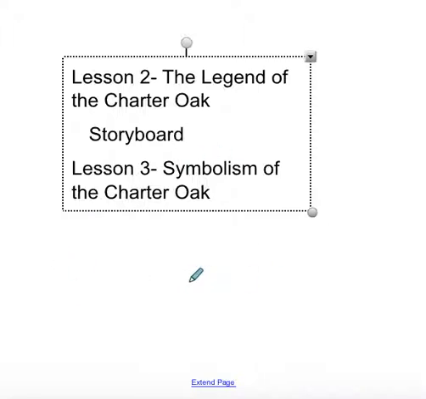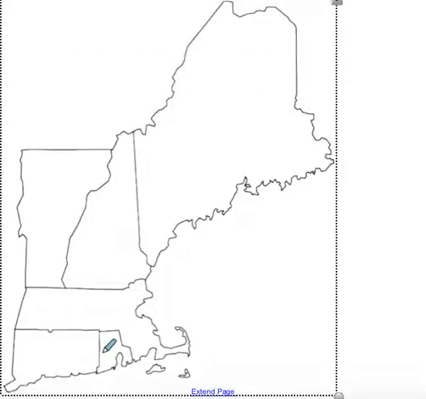And once again, I'd just like to remind you that this is intended for adults, not for students, and that it's a very broad and complicated history. And I'm telling you this version so that you can simplify it for your students. So we go to our New England map, and if you recall, where did we leave off in the story of Connecticut?